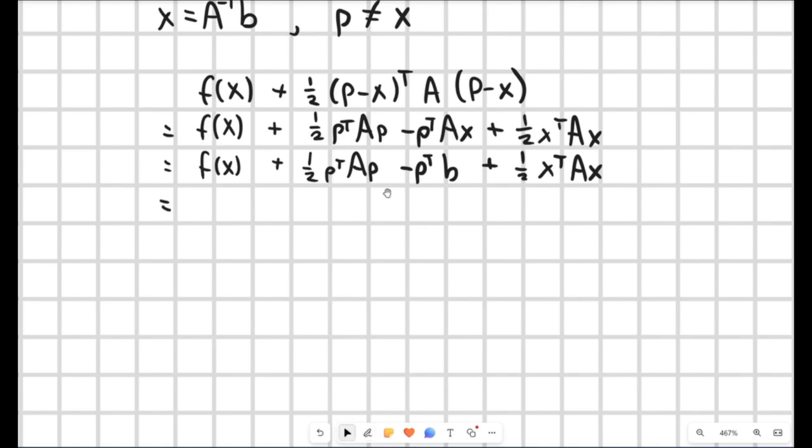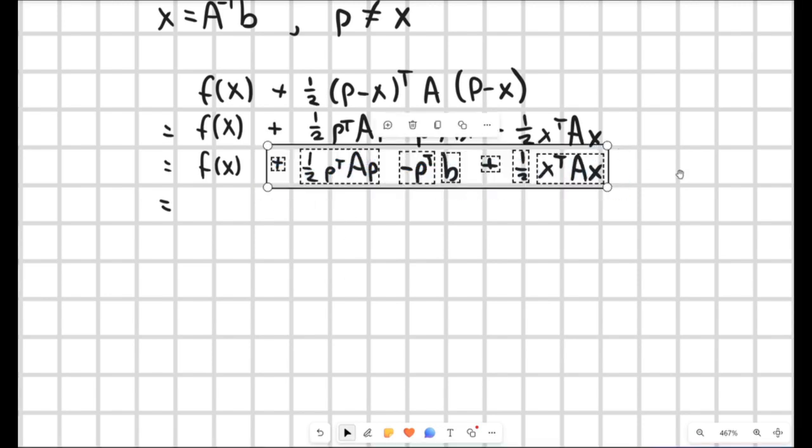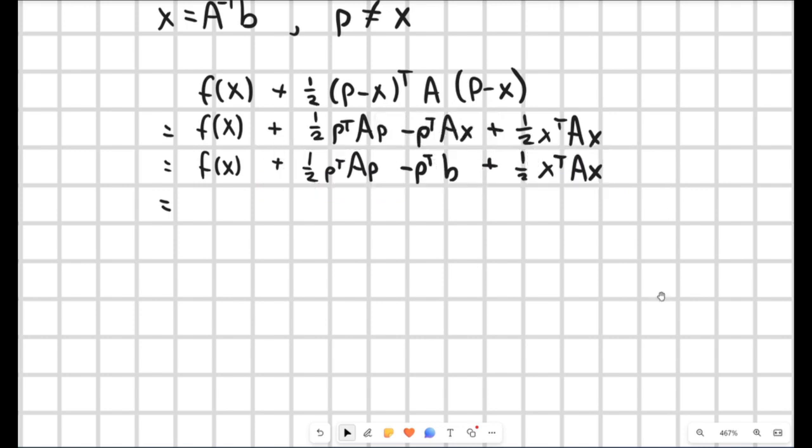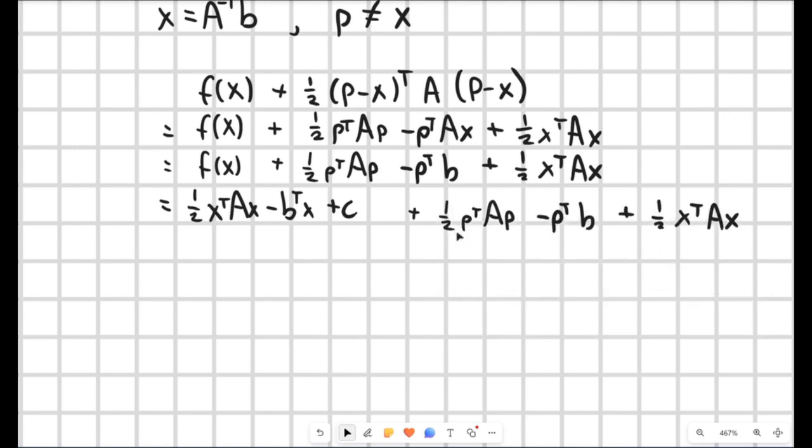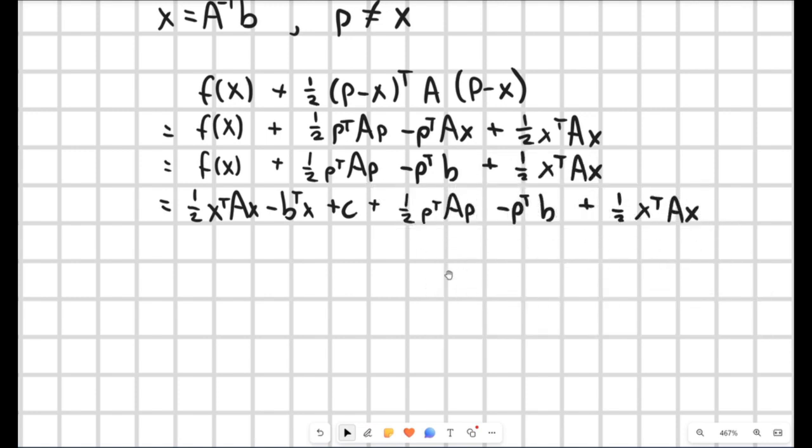Out here, I'm going to try and perhaps speed this up a bit by copying all of this. We're now going to just expand this definition of f of x. So we've already seen this. That's a half x transposed Ax minus b transposed x plus c. And then adding all these other terms onto the end.